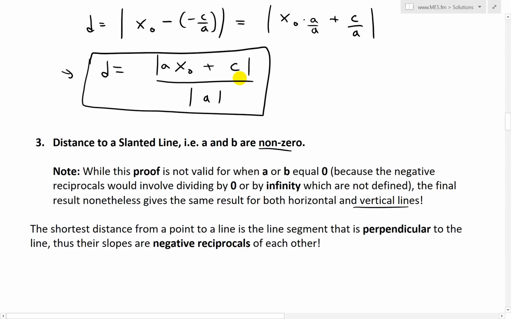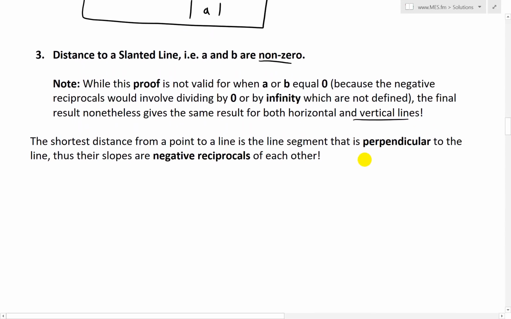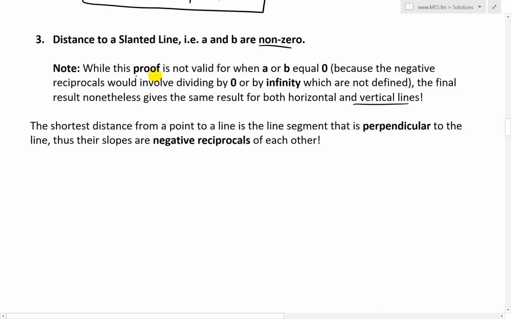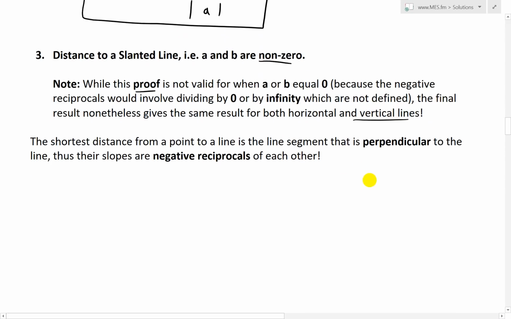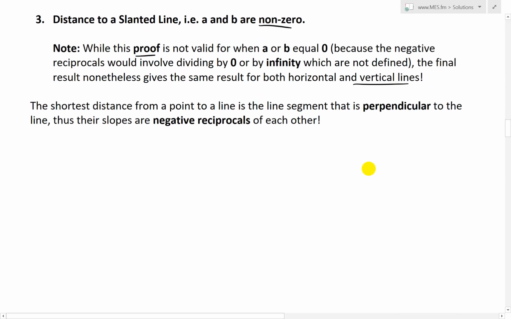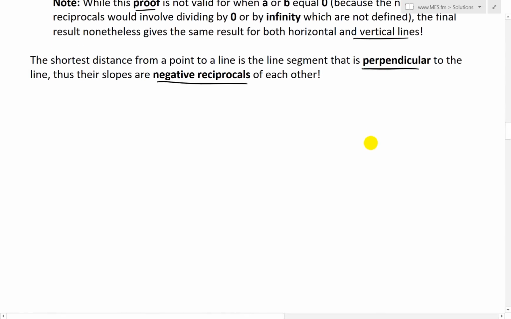These are actually the same result you would get using the formula. The proof is not valid, but the end result is the same, which is very interesting indeed. So now, the shortest distance from a point to a line is the line segment that is perpendicular to the line. Thus their slopes are negative reciprocals of each other.